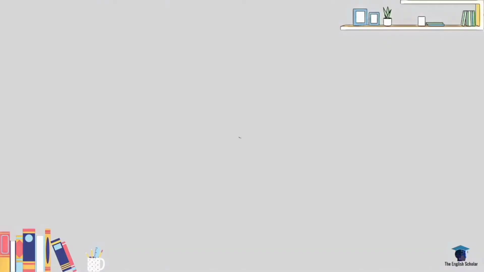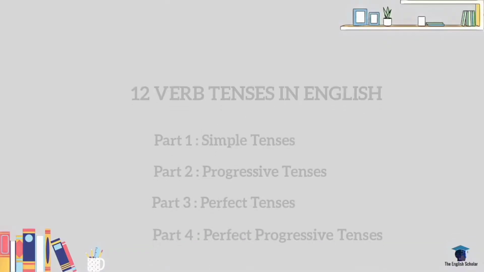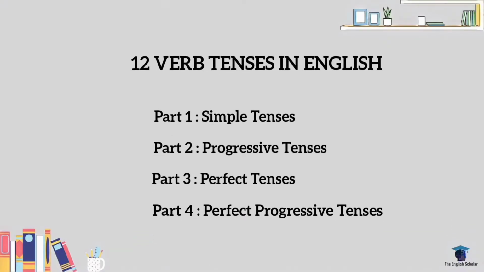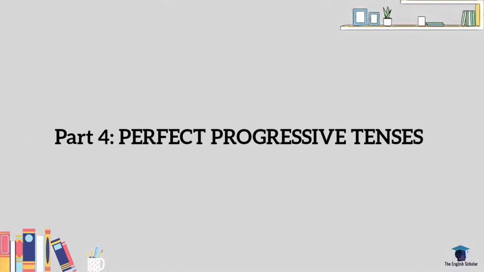The short video is the fourth part of our series on 12 verb tenses in English. In this part, we are going to talk about perfect progressive tenses.